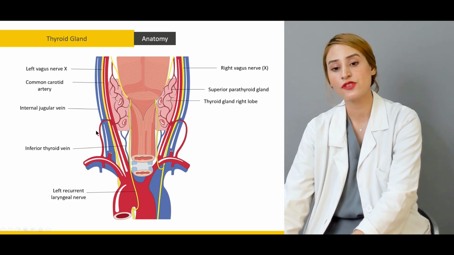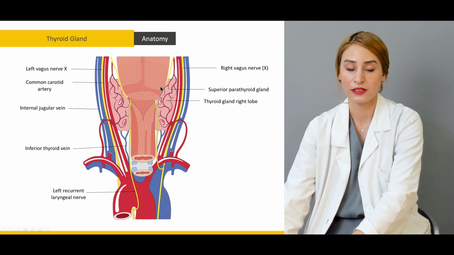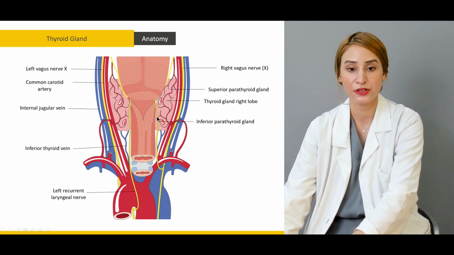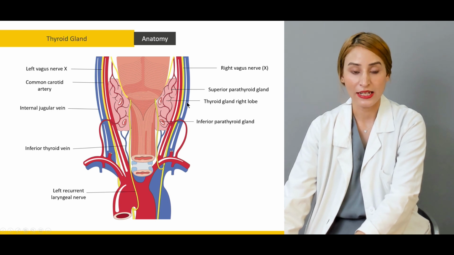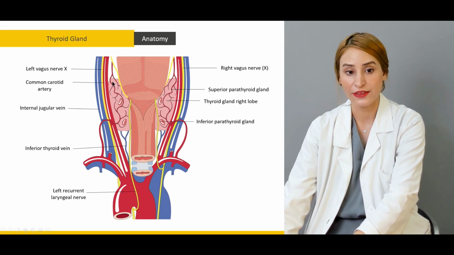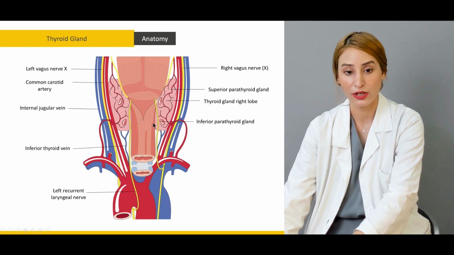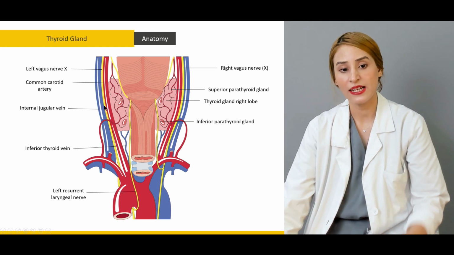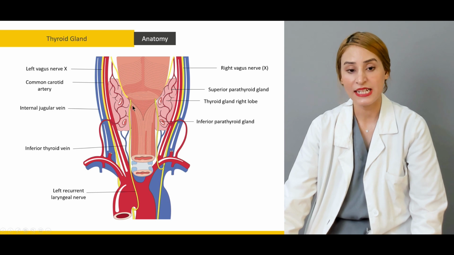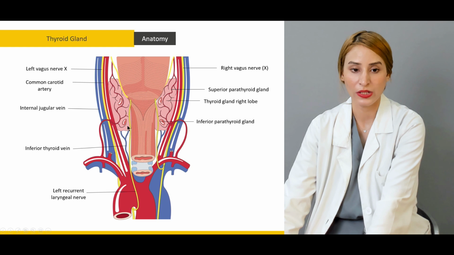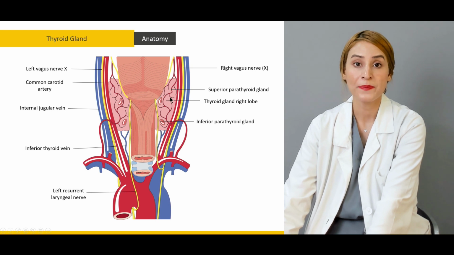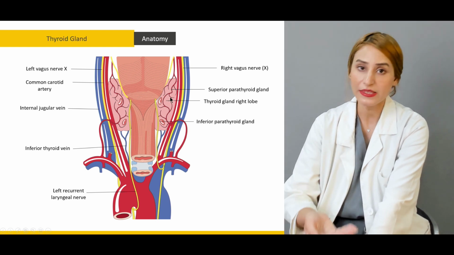If you have a look at this diagram, this is basically the thyroid gland. We have the right and the left thyroid lobes, and these are connected to each other through an isthmus, which is actually not shown in the picture. And these small glands are located on the posterior surface of the thyroid gland.